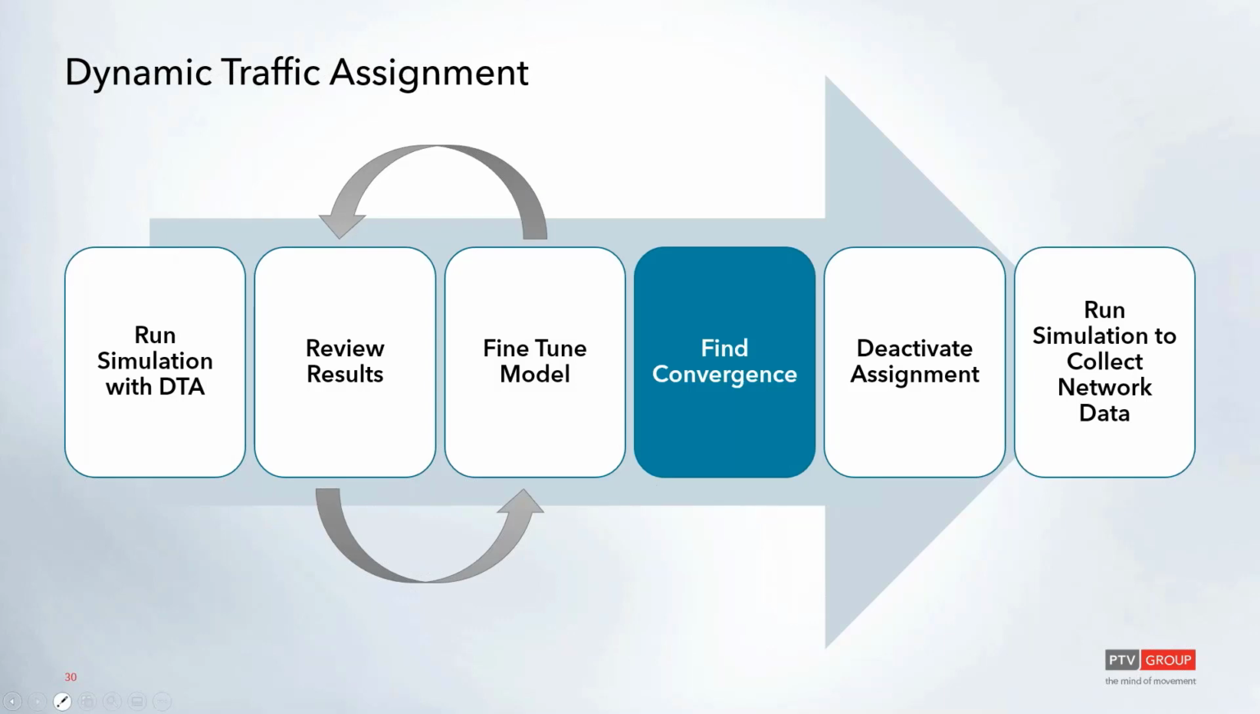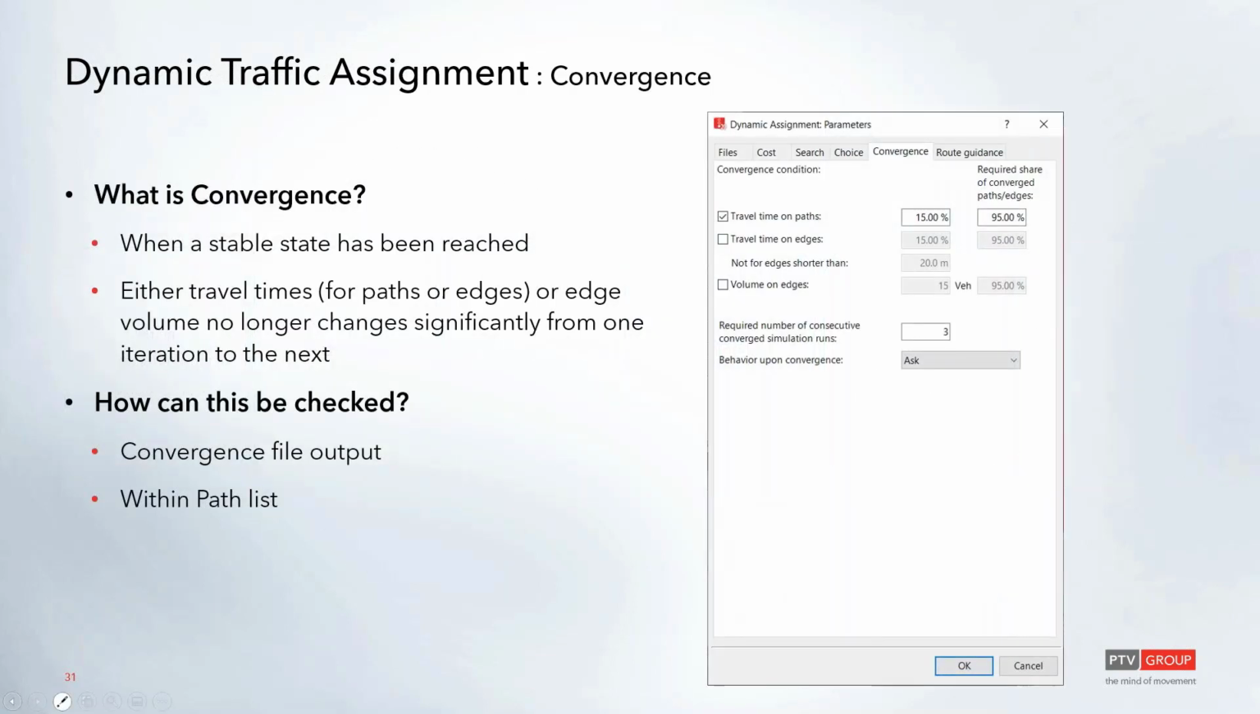All right, so after we've gone through that process of reviewing results, fine-tuning the model, reviewing results, and fine-tuning the model, at this point, then we can start to run the model for convergence. So what exactly is convergence? Well, in this case, since we're trying to run this path assignment that's going to take the travel times into account, which are going to change between the iterations, convergence will be reached once we have a stable state. And this will be determined based on the settings that are set up within that dynamic assignment parameters window.